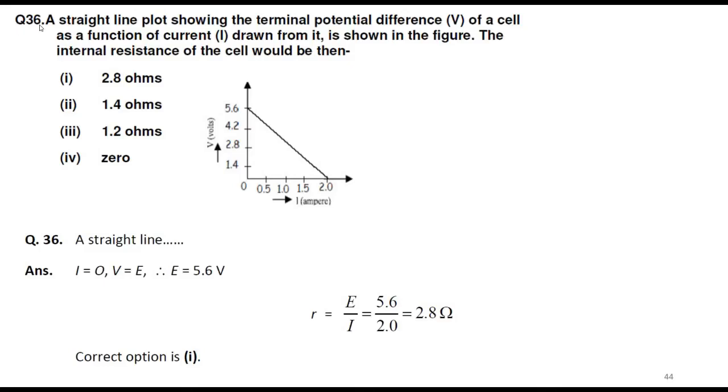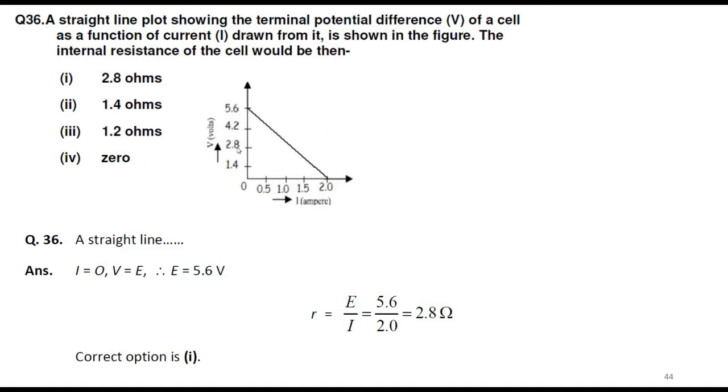Question number 36. A straight line plot showing the terminal PD, that is terminal potential difference V, of a cell as a function of current I drawn from it is shown in the figure. The internal resistance of the cell would be then option 1: 2.8 ohms, option 2: 1.4 ohms, option 3: 1.2 ohms, option 4: 0. This is the given diagram.